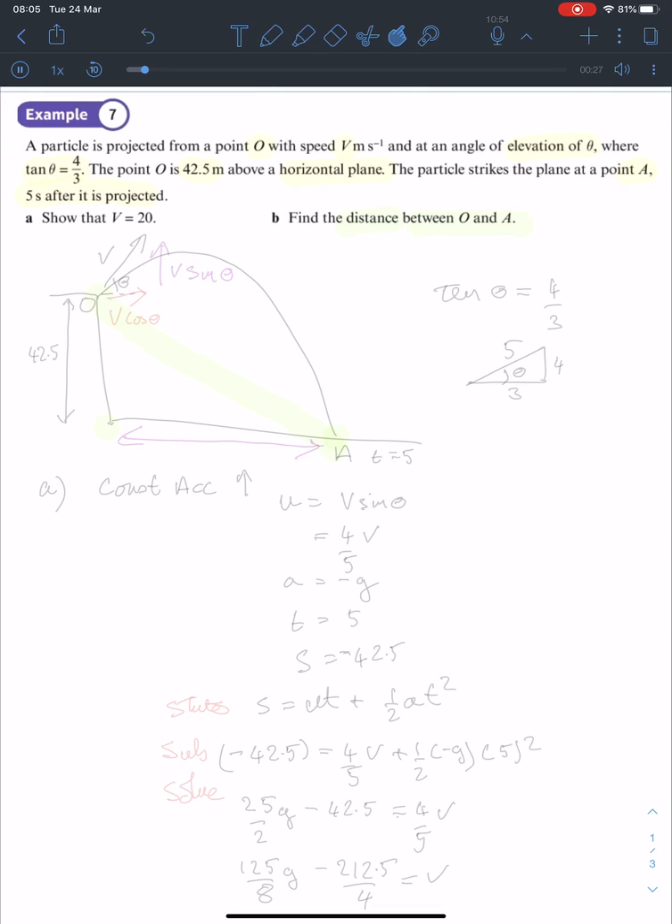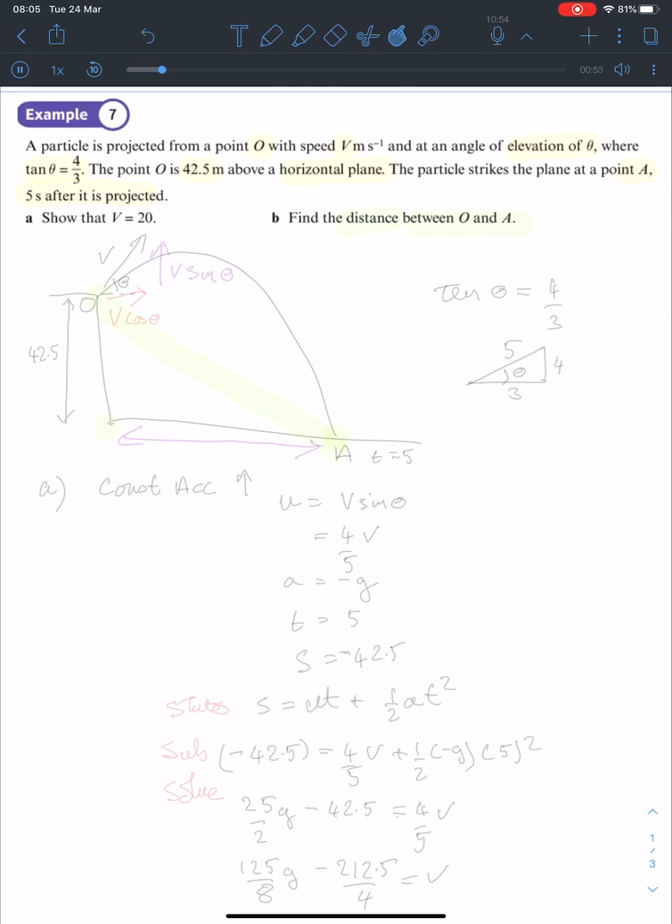A particle is projected from point O with speed v meters per second at an angle of elevation theta, where tan theta equals 4/3. The point O is 42.5 meters above a horizontal plane. The particle strikes the plane at a point A 5 seconds after it is projected. Show that v equals 20 and find the distance between O and A. So let's get this drawn.